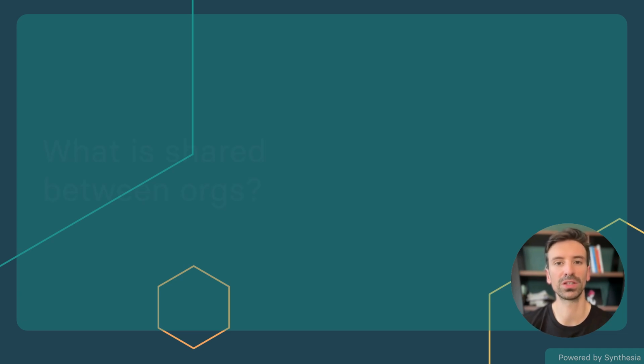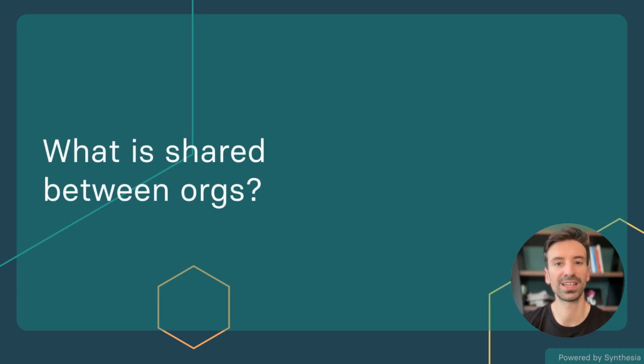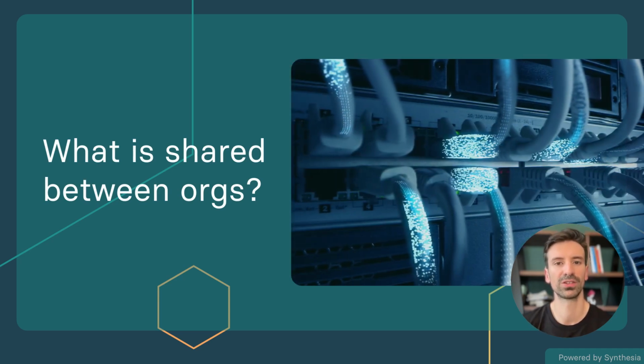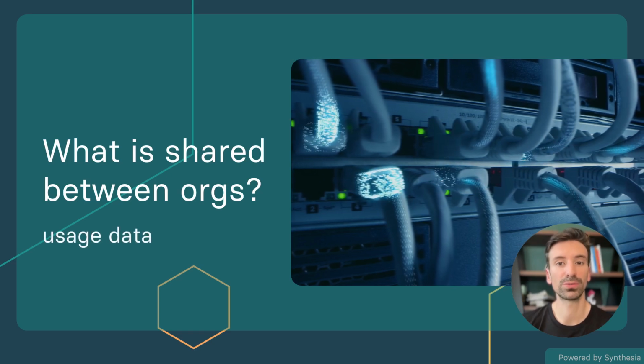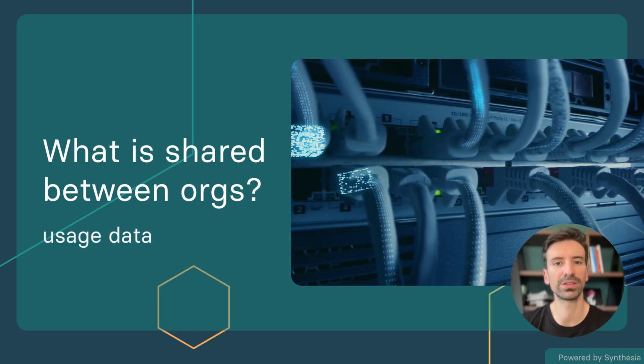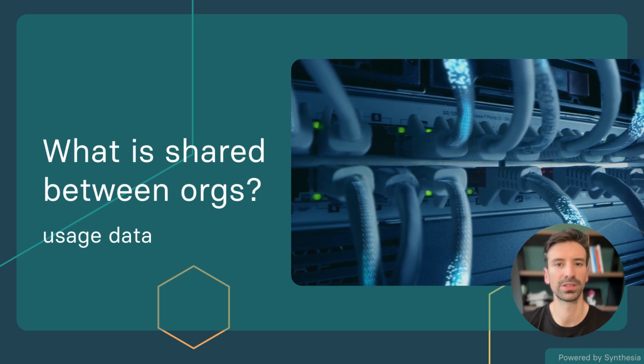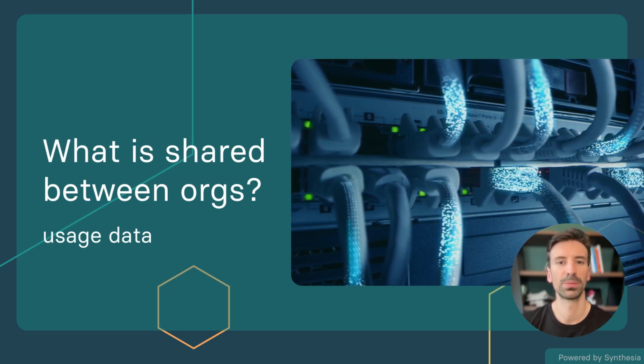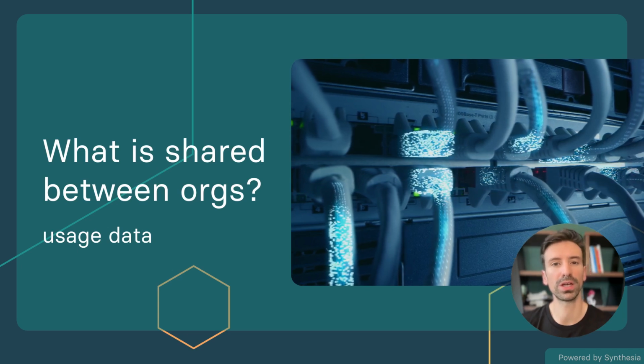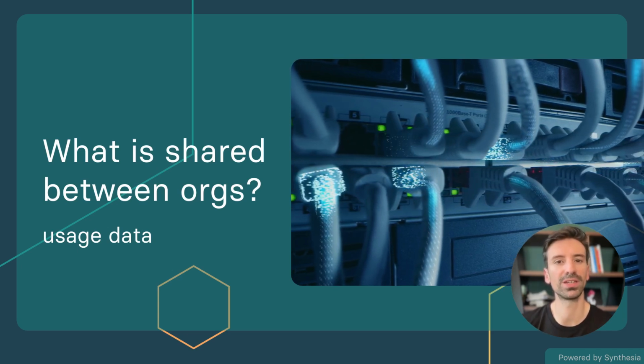You might be wondering what is actually shared between organizations in Datadog. Currently, the only shared information is Datadog usage data, which flows from child organizations to their parent. Everything else is kept separate. Note that things are changing and metrics can now flow to parent orgs, but by default, the data is isolated.